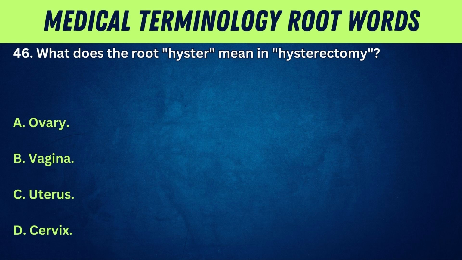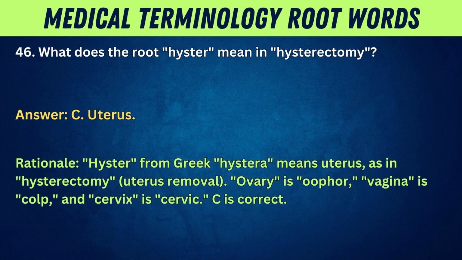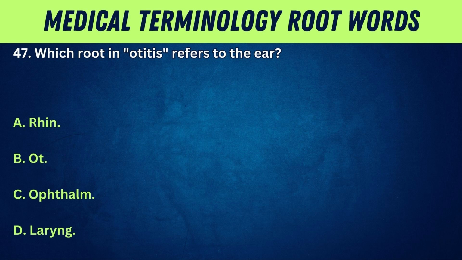46. What does the root hyster mean in hysterectomy? A. Ovary. B. Vagina. C. Uterus. D. Cervix. Answer: C. Uterus. Rationale: hyster from Greek hystera means uterus, as in hysterectomy, uterus removal. Ovary is oophore, vagina is colp, and cervix is cervic. C is correct.